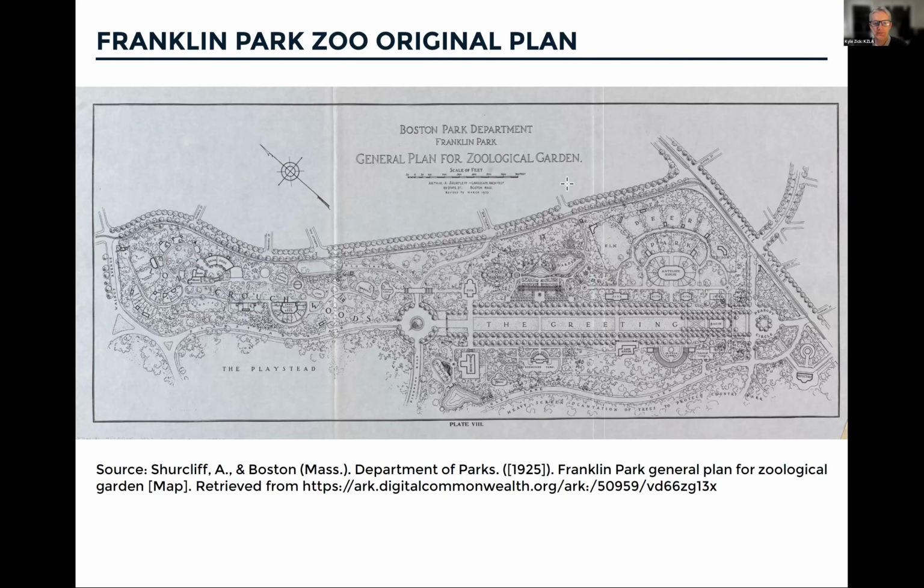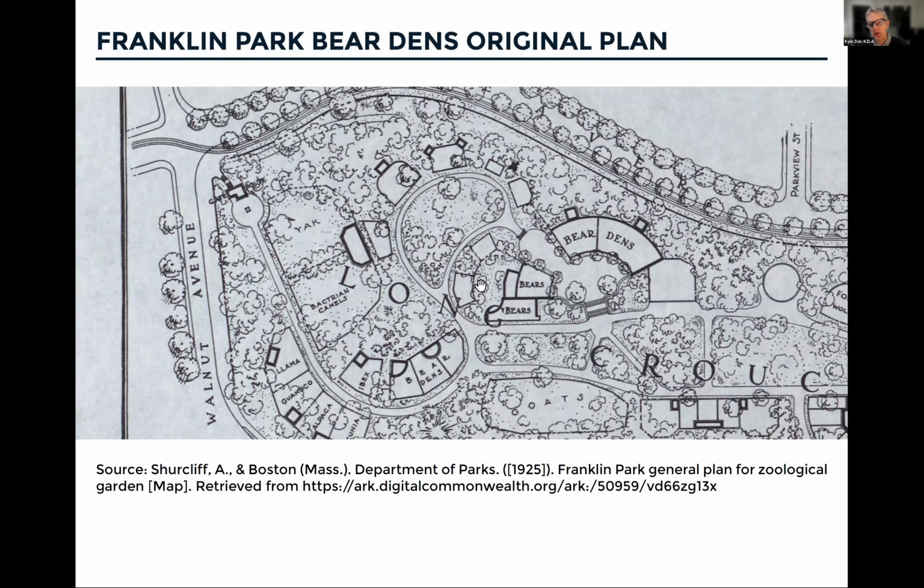I'll zoom in to the area where the Bear Dens are. So these existed in 1925 when this plan was drawn. Here are the stairs, that plaza, and the 4 cages. The expansion was considering more exhibits beyond the Bear Dens.